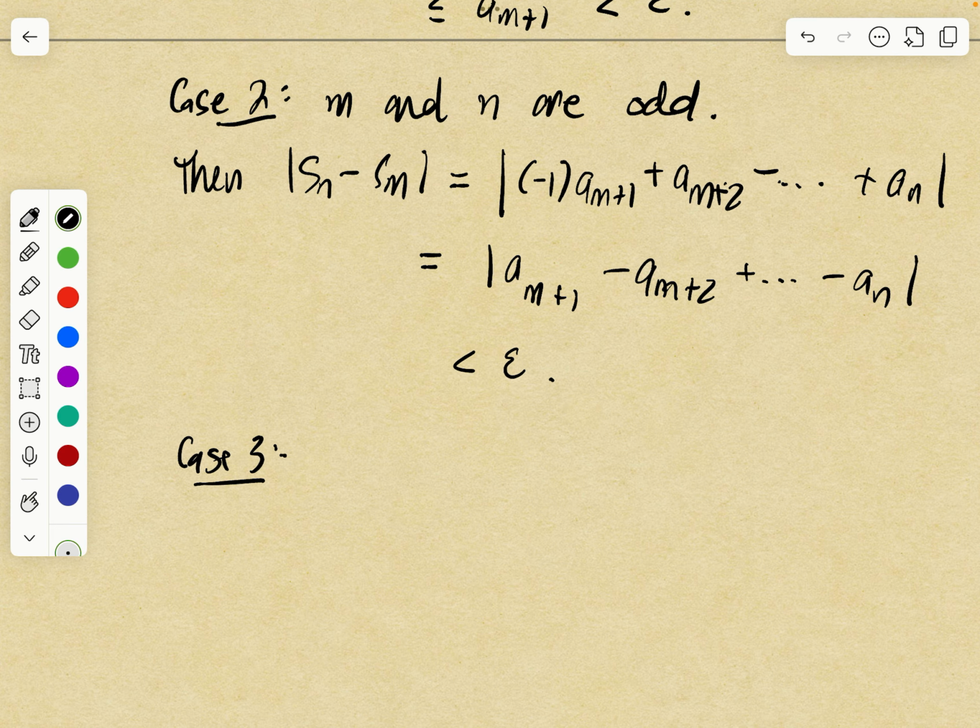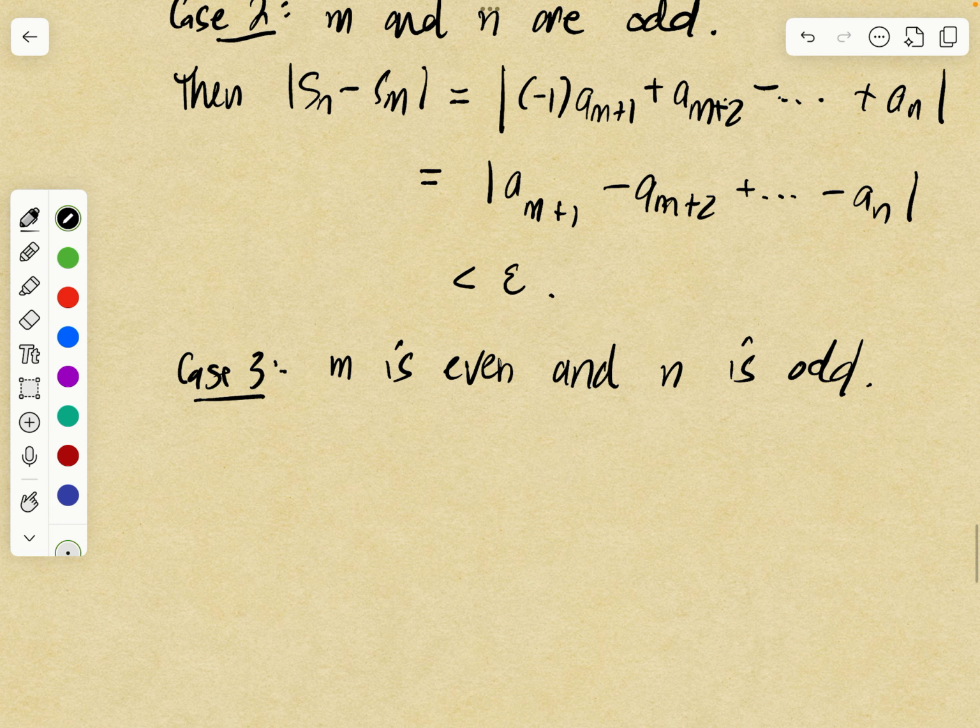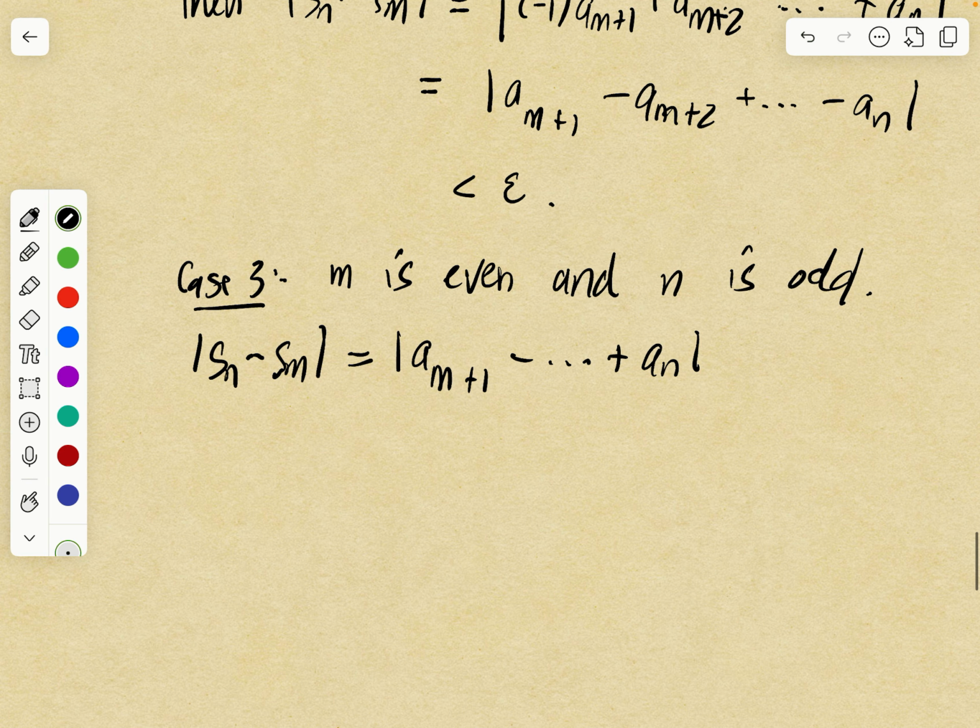Okay, case 3 is if m is even and n is odd. So, I mean, in all these different cases, the argument is the same. It's just that I have different cases to make the notation easier, just because of the minus signs. So the absolute value of Sn minus Sm, in this case, is going to be the absolute value of A sub m plus 1 minus dot dot dot plus A sub n. And here, I want to reduce this to the previous case.